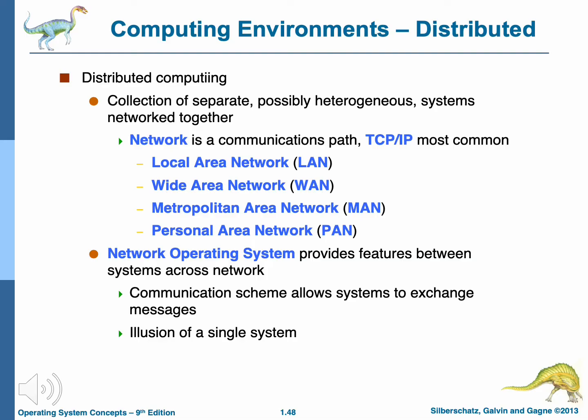A network, in its simplest terms, is a communication path between two or more systems. Distributed systems depend on networking for their functionality. Networks vary by the protocols used, the distances between nodes, and the transport media. TCP/IP is the most common network protocol, and it provides the fundamental architecture of the Internet.